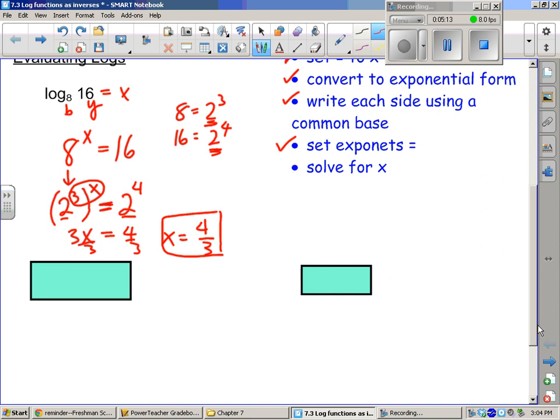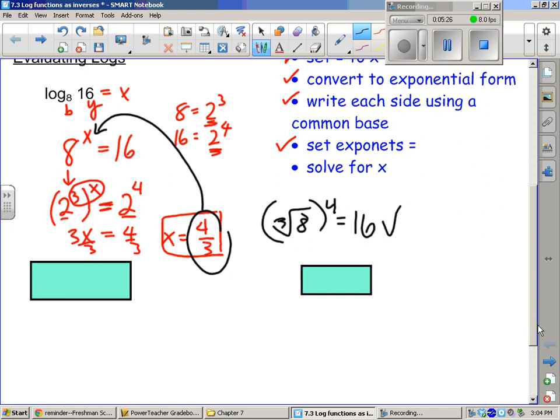And that makes sense if you take this 4/3 answer and plug it in for the x there, like on the calculator, or using your fractional exponents that you've used before, you will get 16, and then you know that it works.